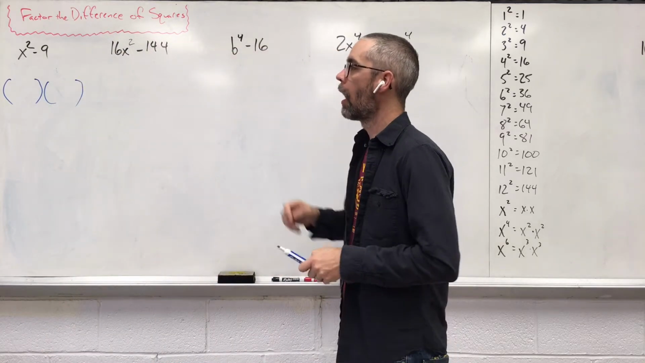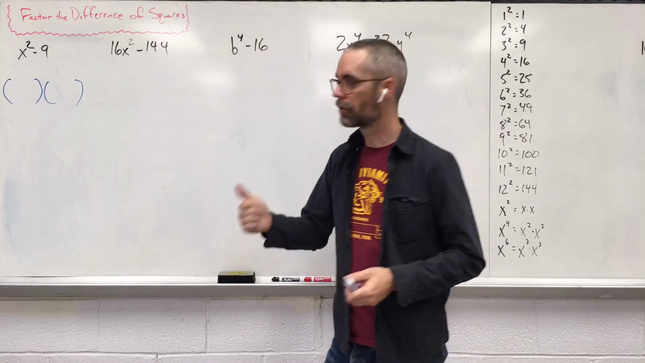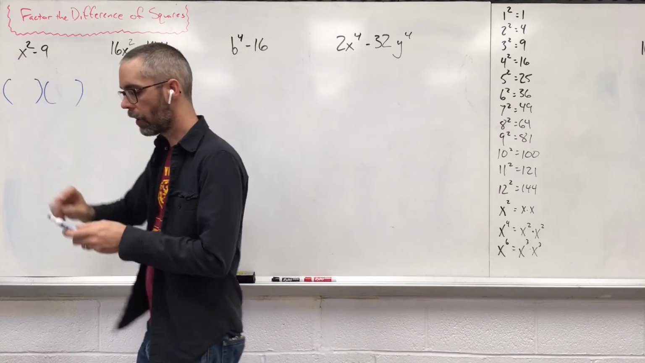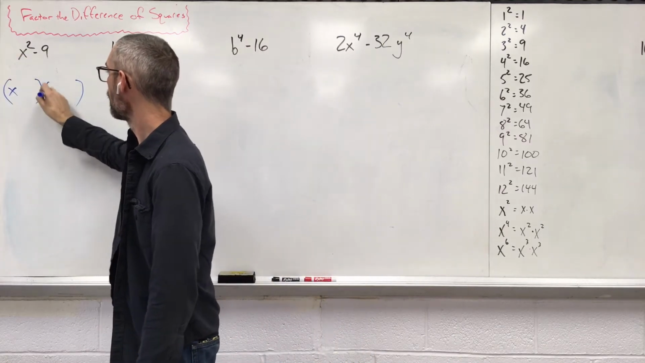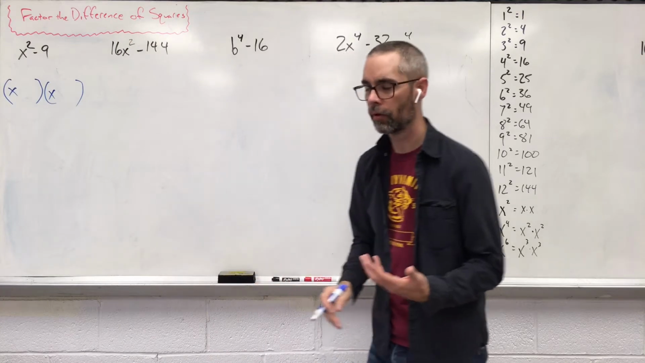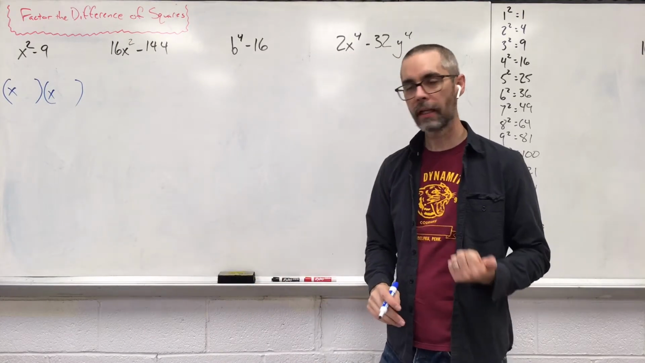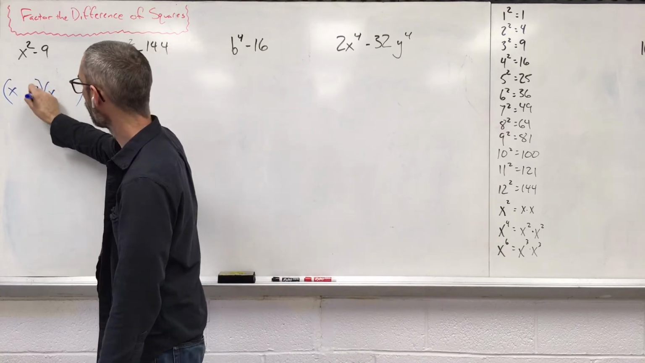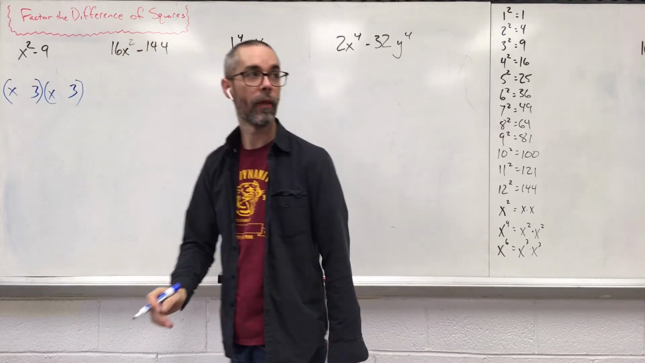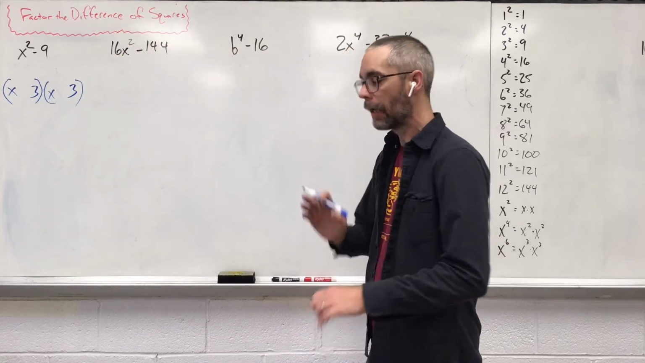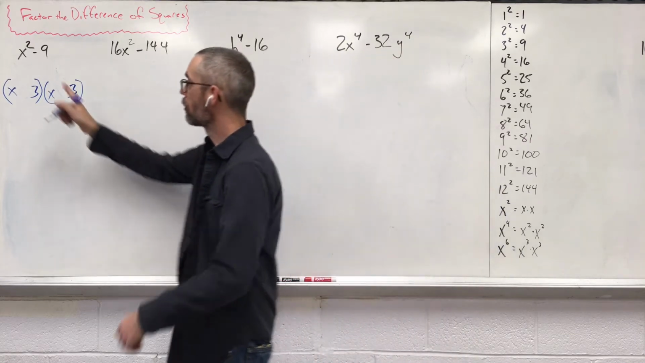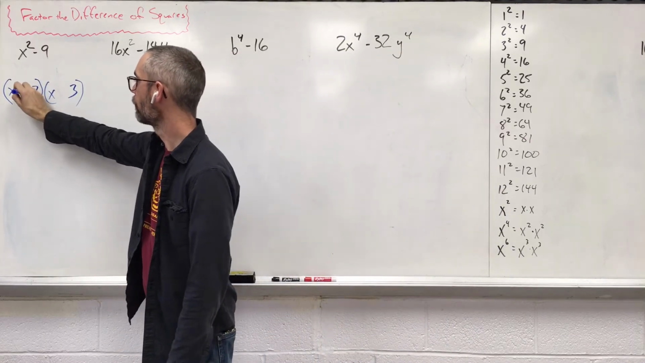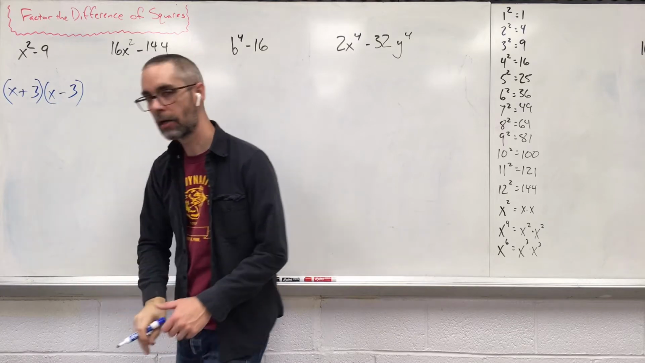First thing I'm going to ask is what times itself gives me x squared? x and x. I'm going to put that in the front half of the parentheses. What times itself gives me 9? In this case, 3 and 3. That's going to be at the end half of the parentheses. Now, here's where things get weird. Because that's a negative, I'm going to have two different signs, a plus and a minus.